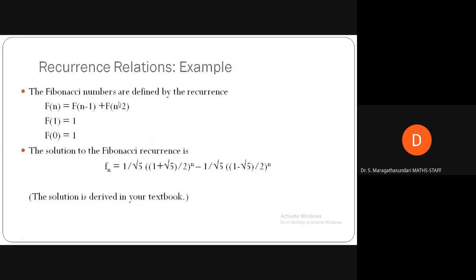Then the well-known Fibonacci numbers are defined by the recurrence. So Fibonacci numbers are given in terms of a recurrence relation: f of n is equal to f of n minus 1 plus f of n minus 2, and we know that f of 1 equal to 1, f of 0 equal to 1. The solution to the Fibonacci recurrence is f of n equal to 1 by root 5 into (1 plus root 5 by 2) whole power n minus 1 by root 5 into (1 minus root 5 by 2) whole power n. This is the well-known solution for this concept.